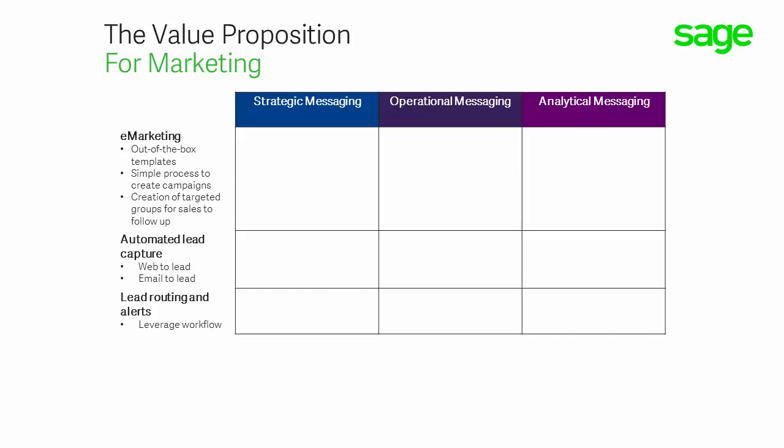For example, e-marketing, the ability with the product to have out-of-the-box templates, have a simple process to create and target a very specific message to a set of potential prospects or customers. Similarly, lead to web and lead routing and alerts.